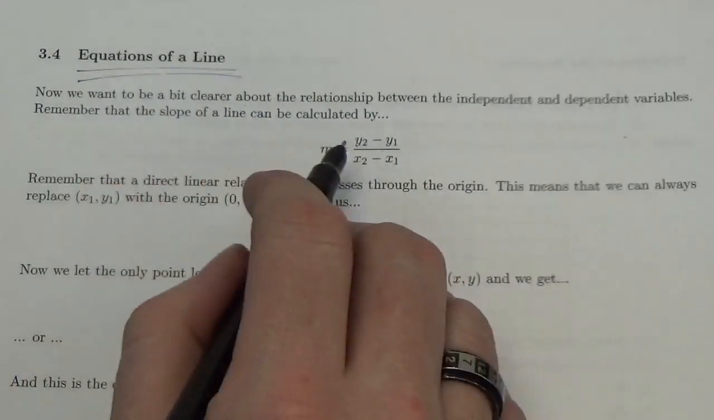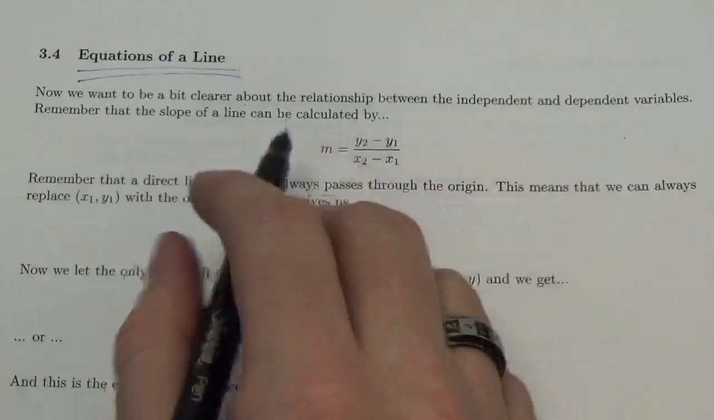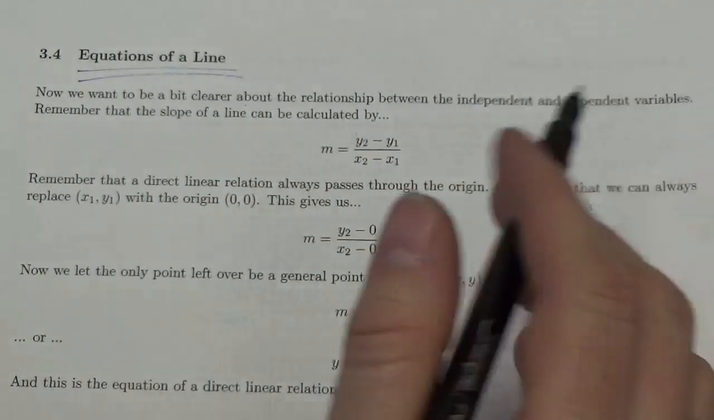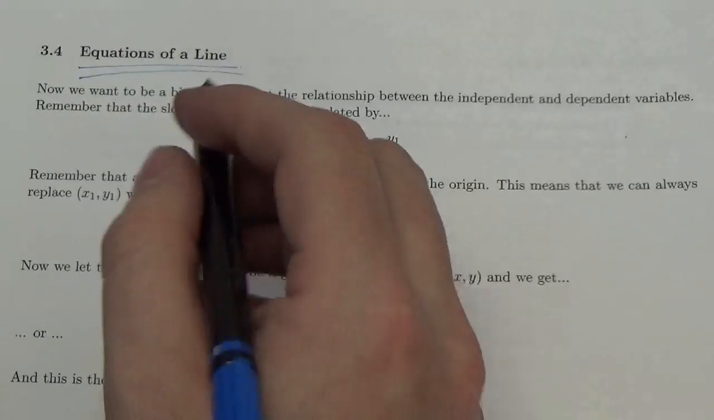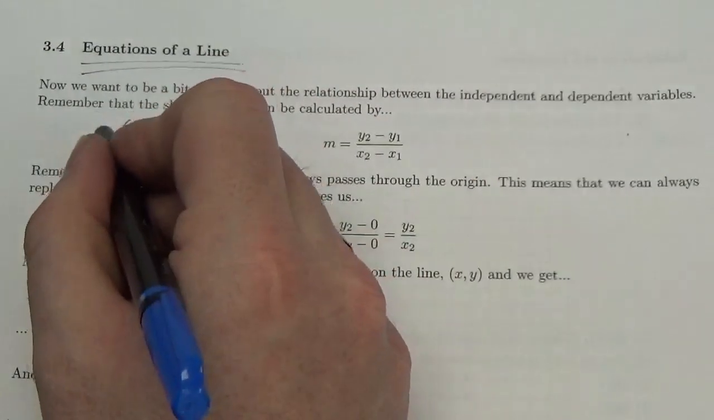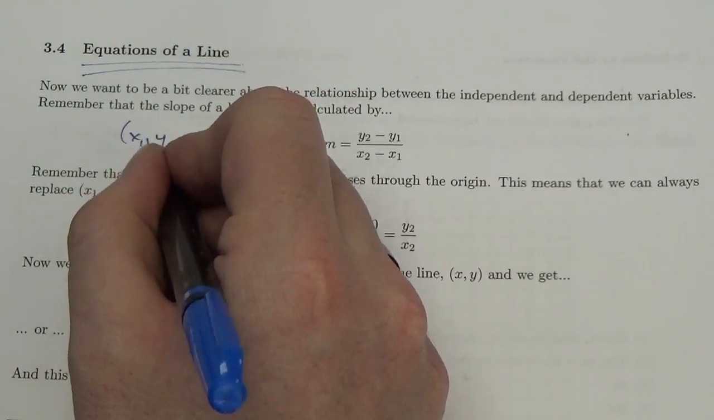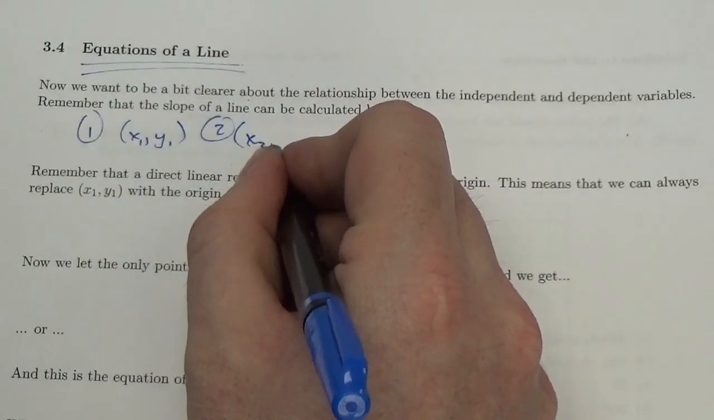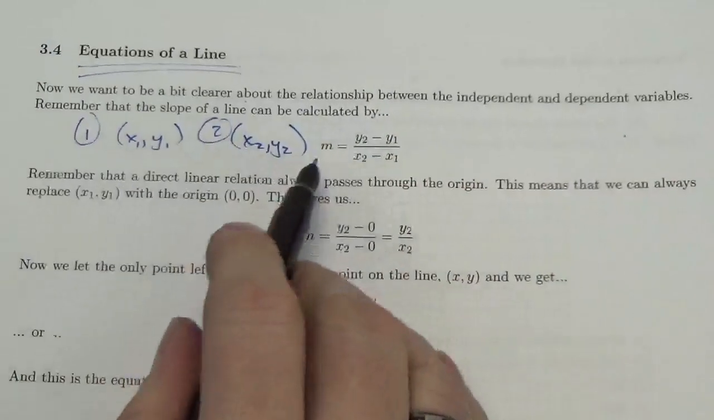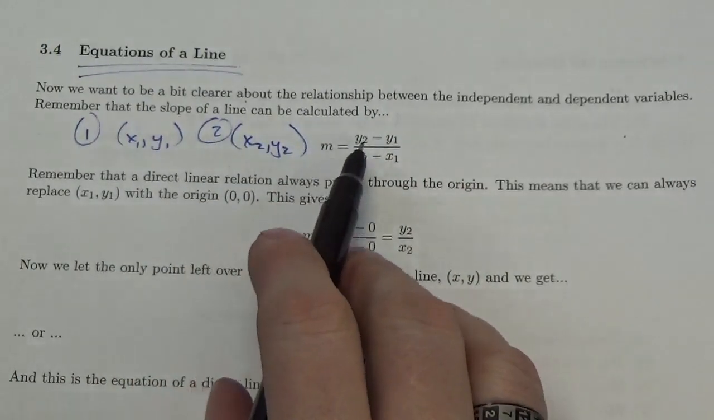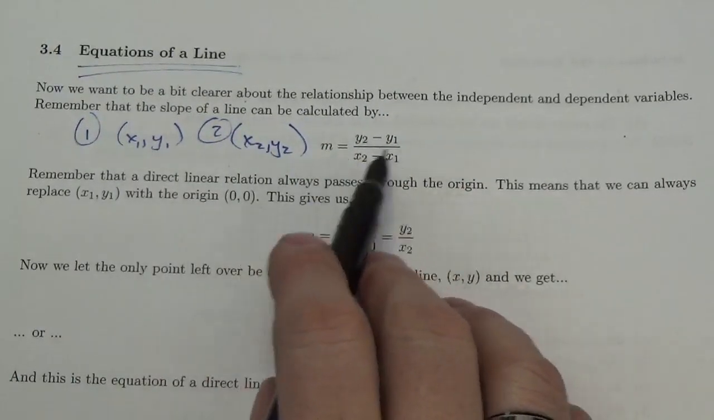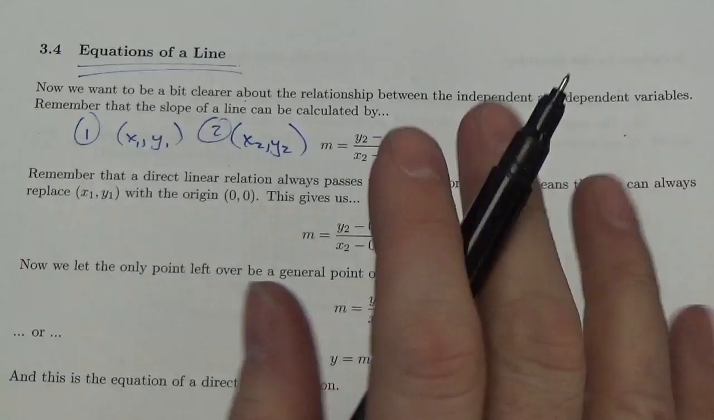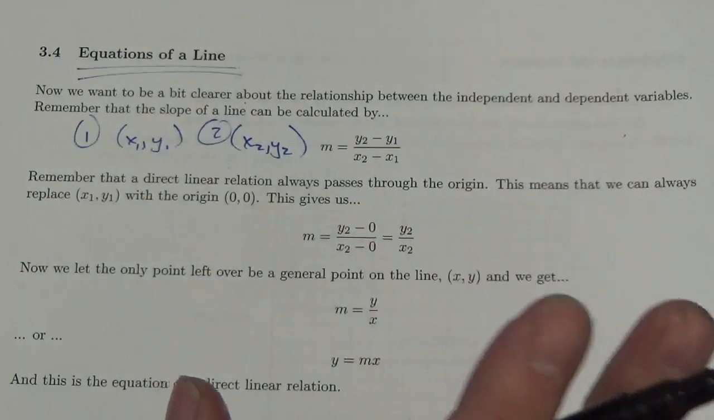Now, I want to show you how we build this up from a tool that you already have here. We're going to talk about the slope to start off with. Remember that the slope is the relationship between the independent and the dependent variables, and it works like this. If you've got 2 points, here's your point 1, x1, y1, and your second point, x2, y2. Well, the slope is going to be y2 minus y1 divided by x2 minus x1.